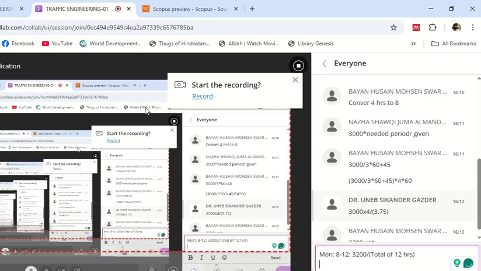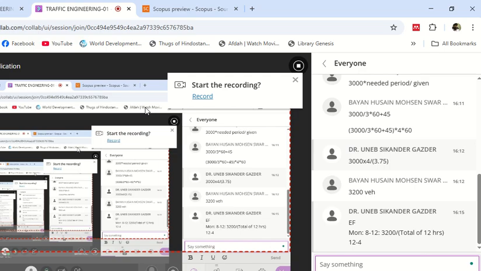Okay, and the same thing will be done for 12 to 4 and then 4 to 8 as well. So for all the values we will have an expansion factor. Okay, so this is for the expansion factor.